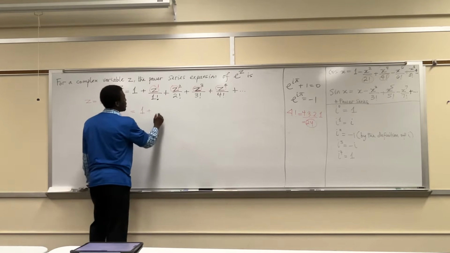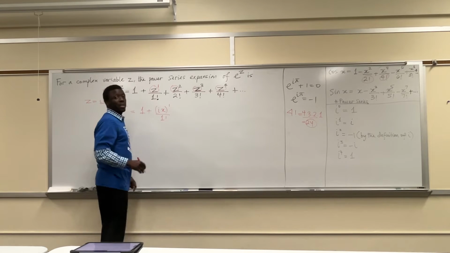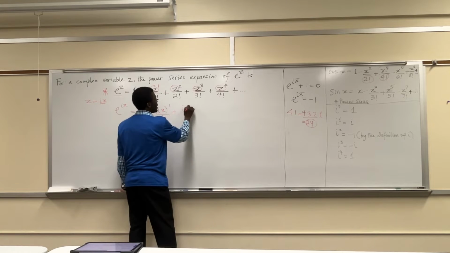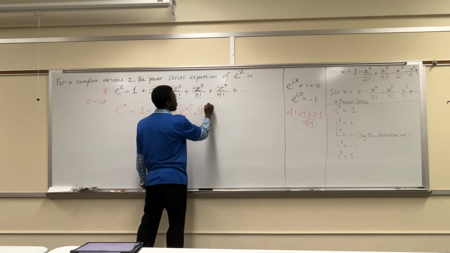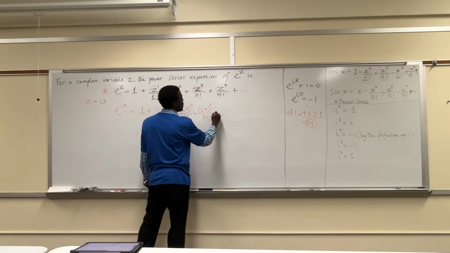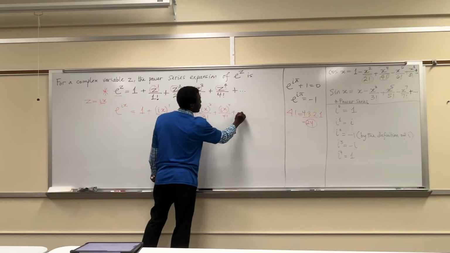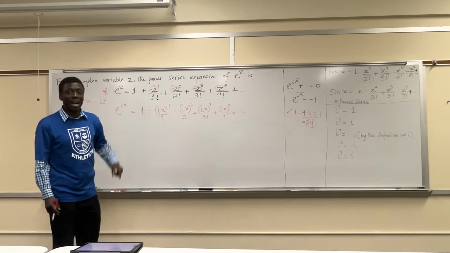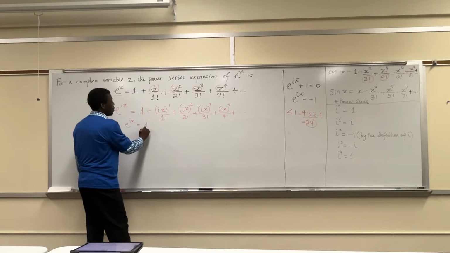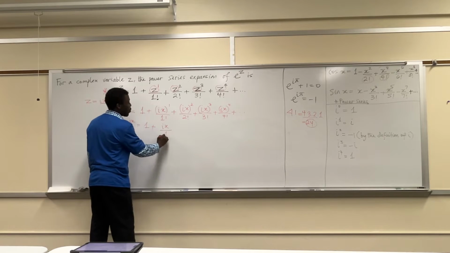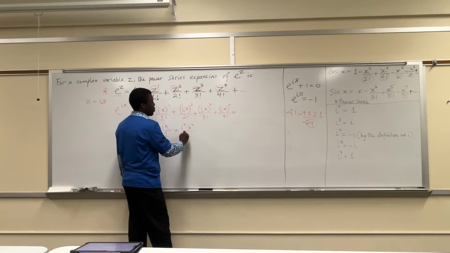So we have 1 plus ix to the first power, divided by 1 factorial, plus ix squared divided by 2 factorial, plus ix cubed divided by 3 factorial, plus ix to the 4th divided by 4 factorial. Okay? Now, let's try to simplify what this looks like. e to the ix is equal to 1 plus ix over 1 plus i squared x squared over 2, right?